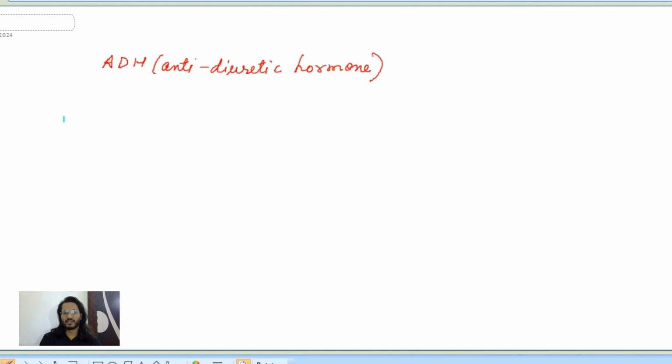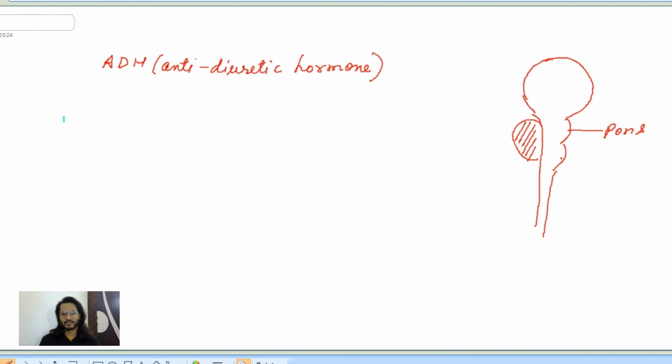Let me tell you first, this is our central nervous system, a very simple diagram just to understand all the parts. This is the pons region, medulla oblongata, and this is of course the spinal cord. This part is the cerebellum. This is the pons region of our central nervous system. This is the medulla oblongata, or you can say medulla part. This is the cerebellum part, which is also called the little brain.